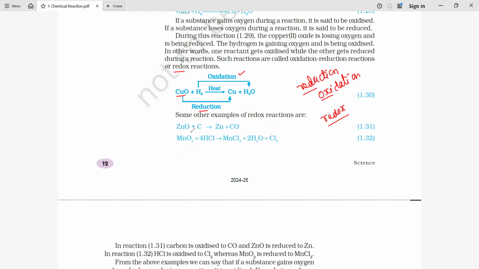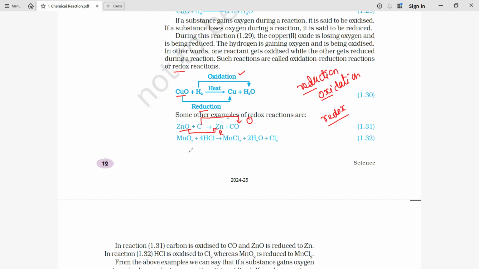Now here if you see another example, we have ZnO plus carbon. Now who is going to lose the oxygen? Zinc oxide is going to lose the oxygen and it is converted to zinc. So reduction takes place, whereas carbon is being attached with oxygen. So here oxidation takes place.